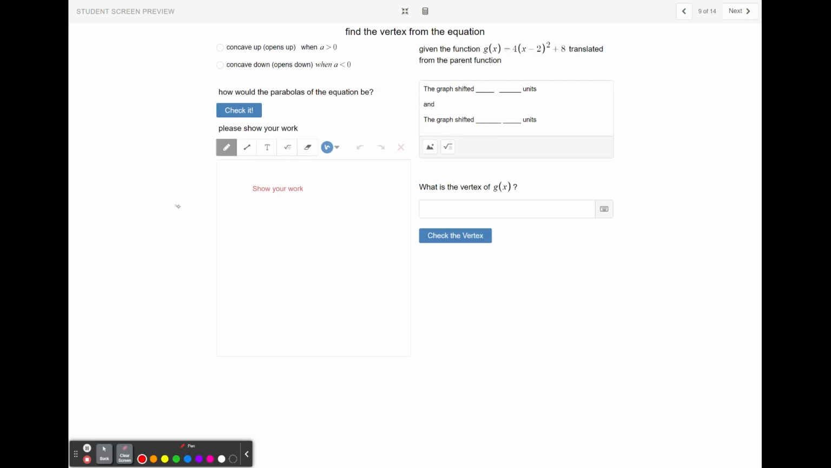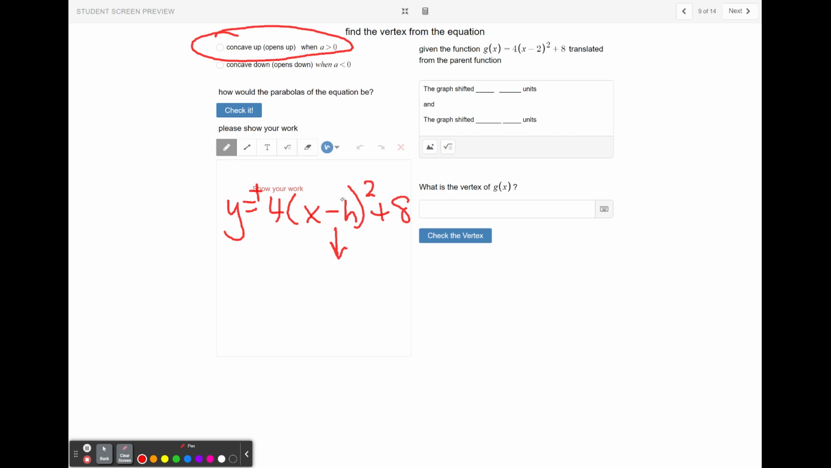Now when I actually just give you the equation, that 4 tells you that it's concave up because it's a positive. Now whenever you're dealing with the equation, you have to think opposite of h. So this was really a negative 2. Has to be the opposite, so h is really 2. When you're leaving the equation, the k is the same. So my k is 8.